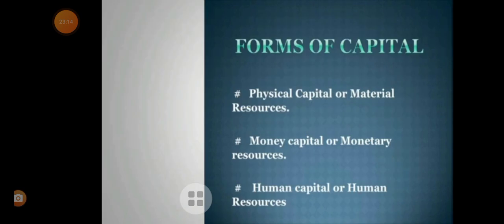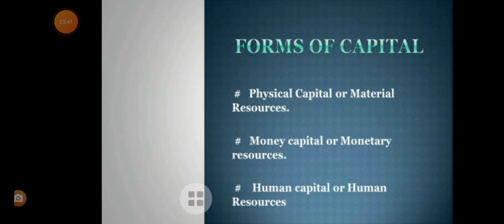Forms of capital. Okay, forms means what are the different forms, their behaviors. Okay, so there are three forms. One is physical capital or material resources, another one is money capital or monetary sources, another one is human capital or human resources. So what is meant by physical capital or material resources?